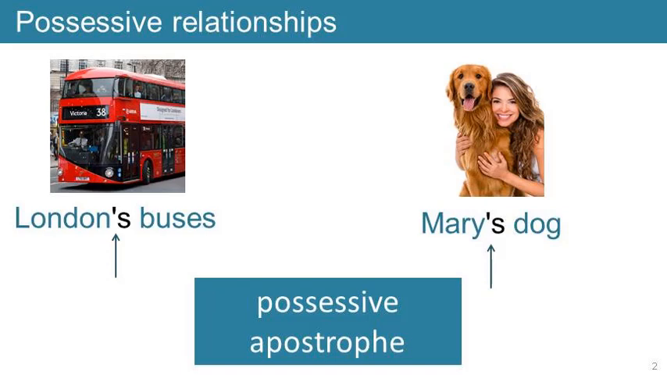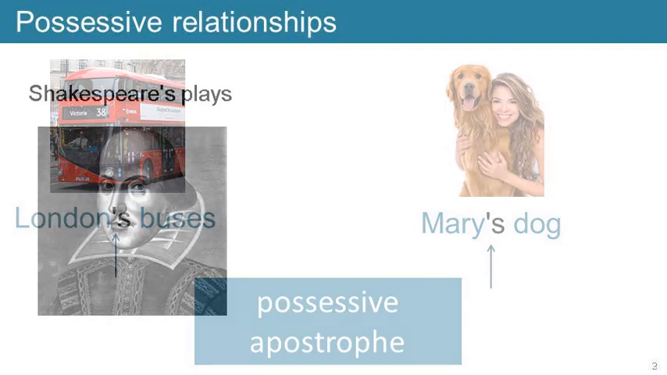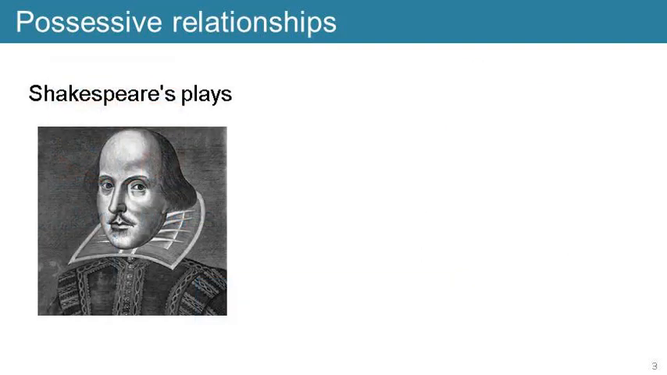So, for example, London possesses or has buses, and Mary possesses or has a dog. But the relationship between two nouns as shown by an apostrophe is not always a possessing or having relationship. For example, Shakespeare's plays are written by Shakespeare. It makes little sense to say that Shakespeare possesses or has plays in the way that London possesses or has buses.